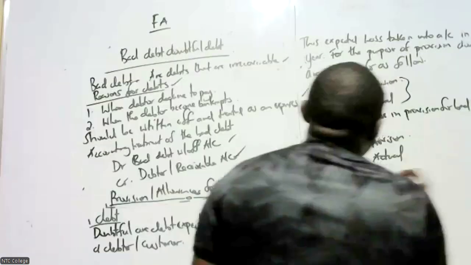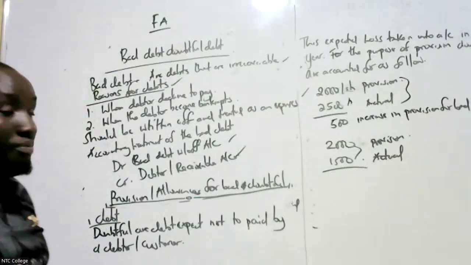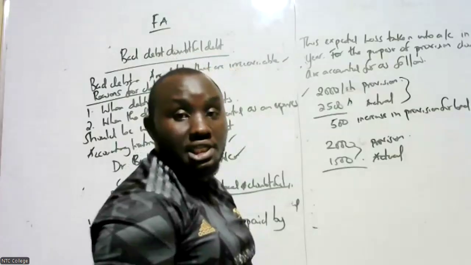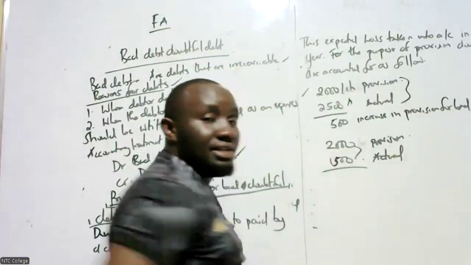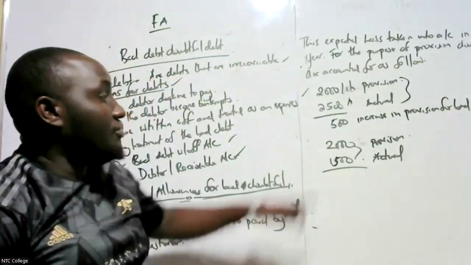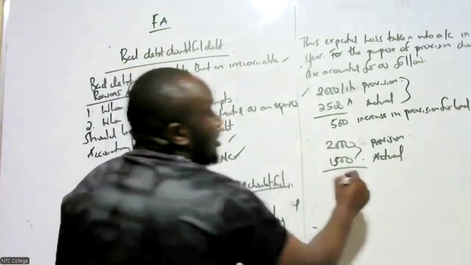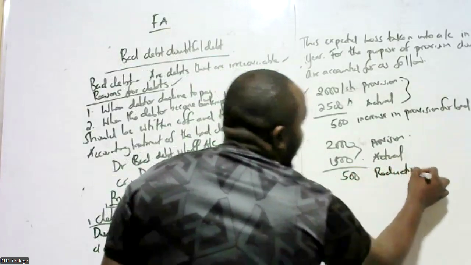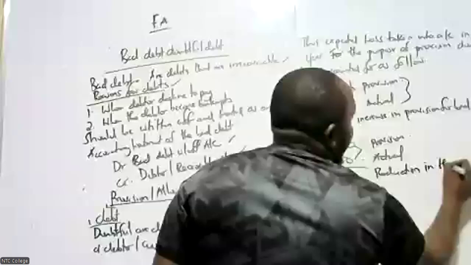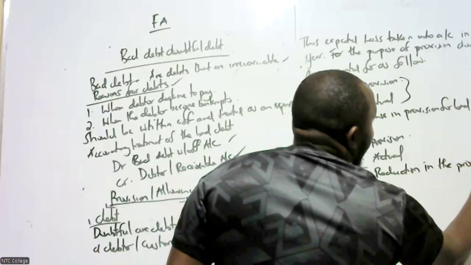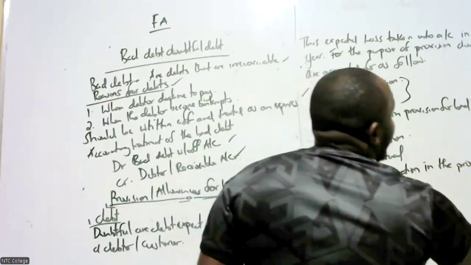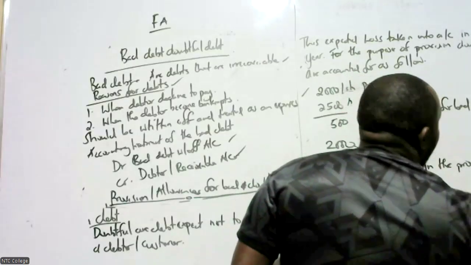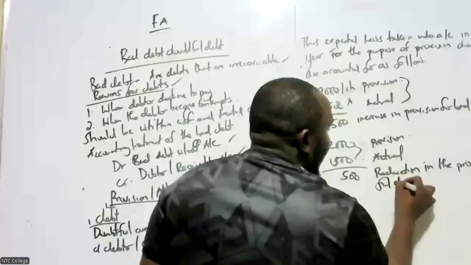Then the second scenario, if we made a provision of 2,000, then the actual bad and doubtful debt is a figure of 1,500 altogether. So what happens if there's a reduction in that provision? We call it a reduction in the provision for bad and doubtful debt.